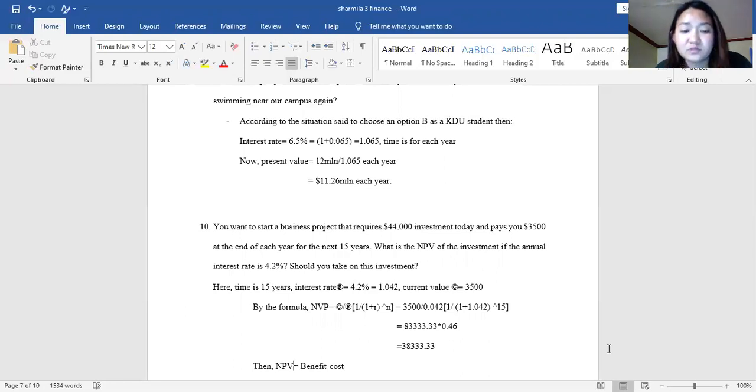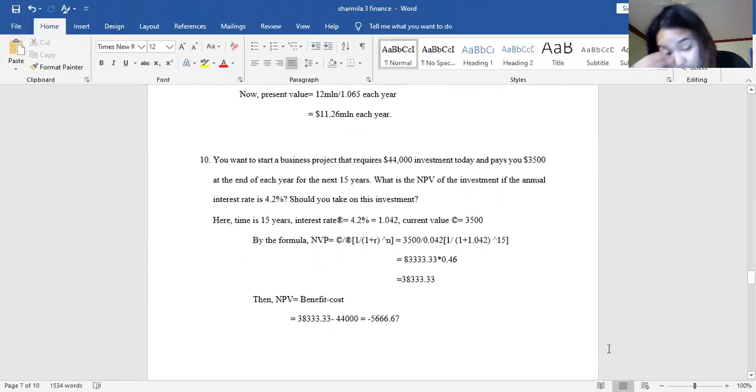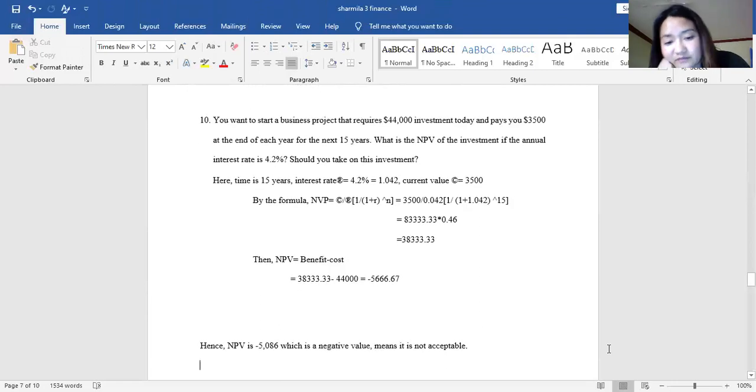By the formula, net present value equals current value times the bracket 1 minus 1 divided by 1 plus r to the compound power n, all divided by r. We get 3,333.33. Net present value equals present value benefit minus cost. We get negative 5,666.6 million.